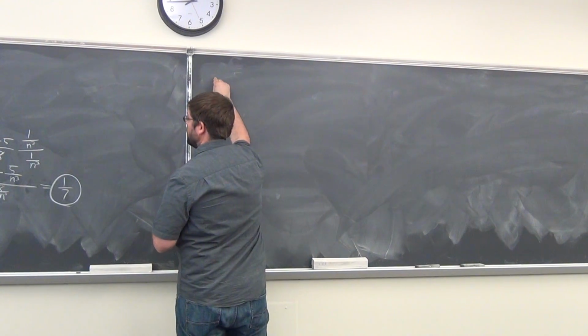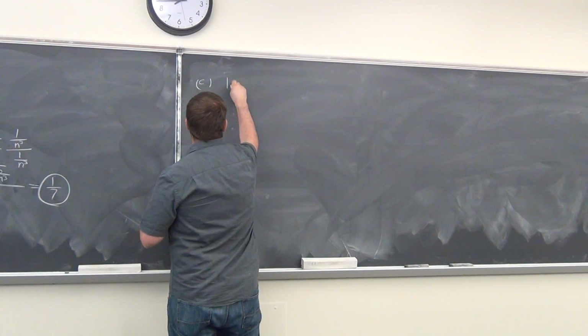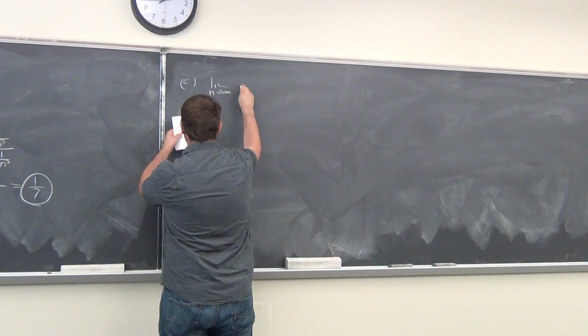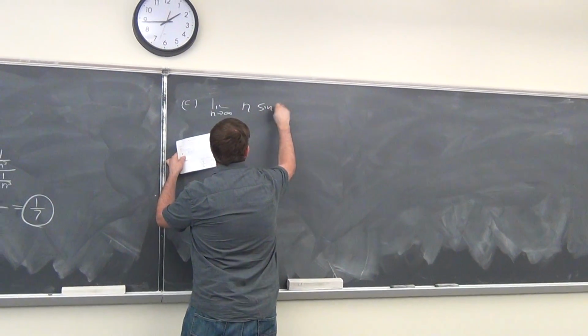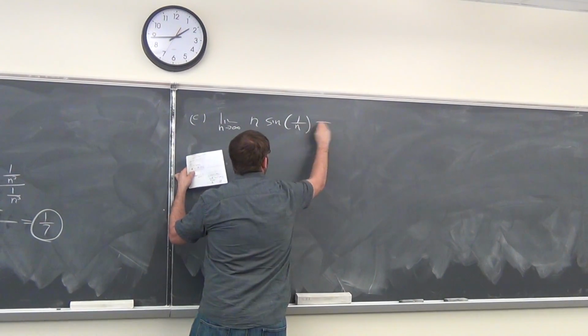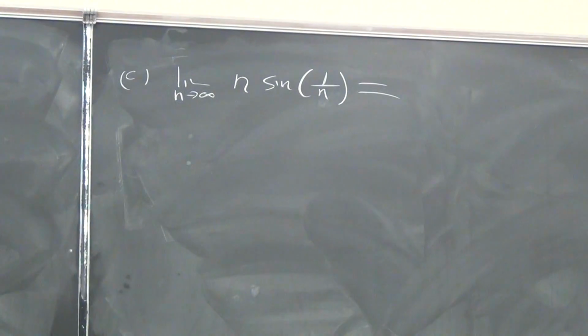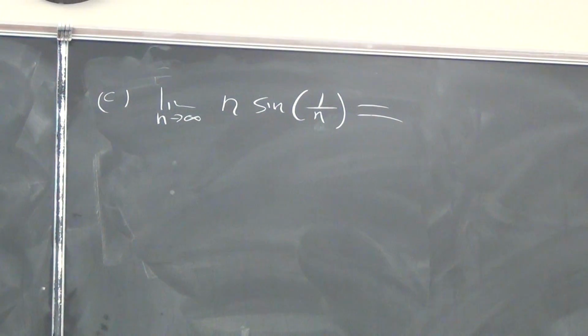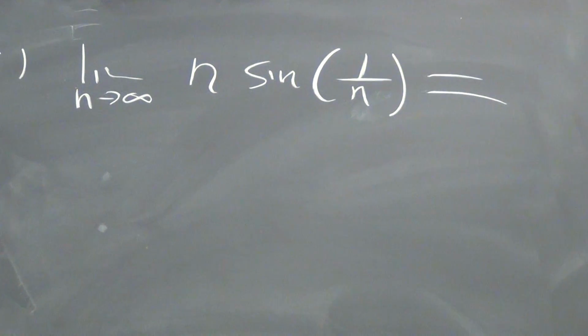So actually, maybe I'll just write out the problem even before we do it. What's the limit as n goes off to infinity of n times the sine of 1 over n? So we're going to need L'Hopital's rule, but let's look at the form here first before we do anything else.